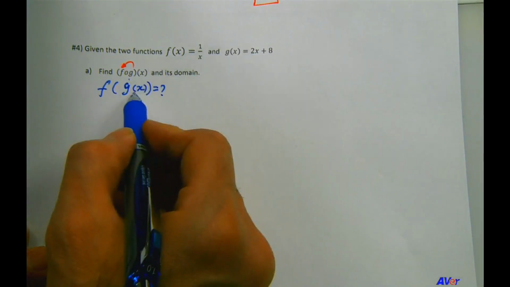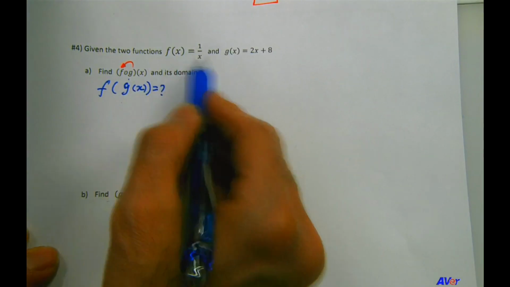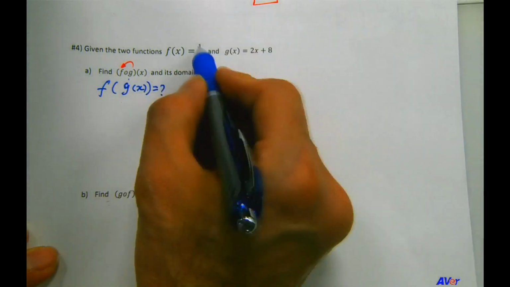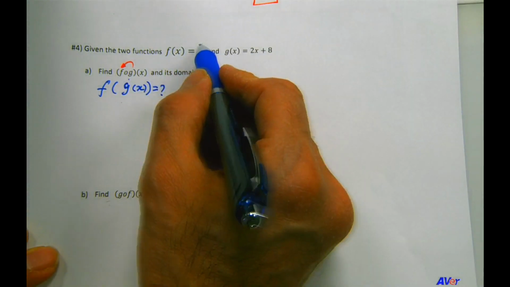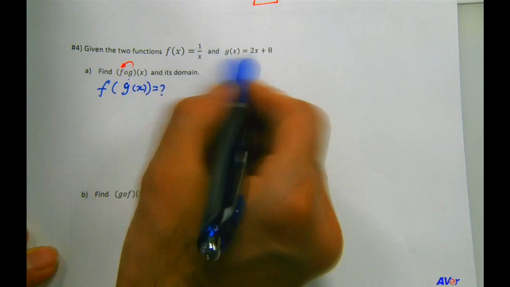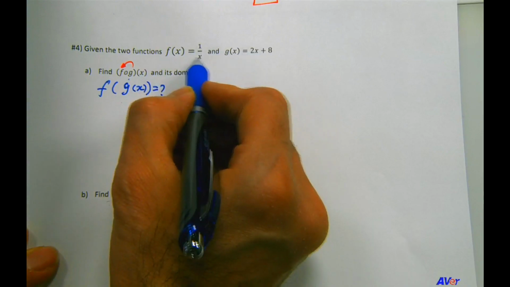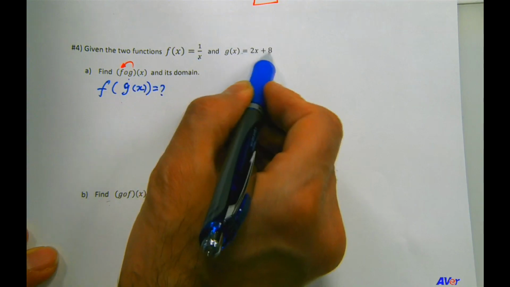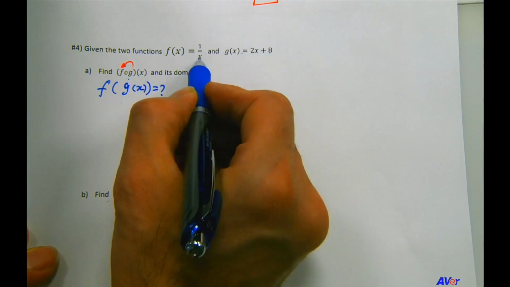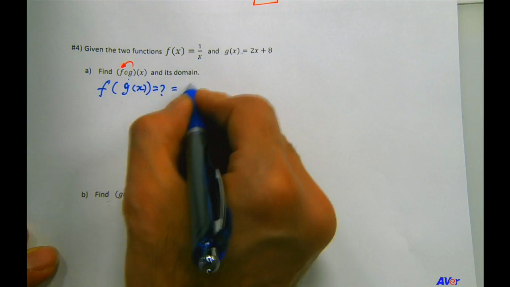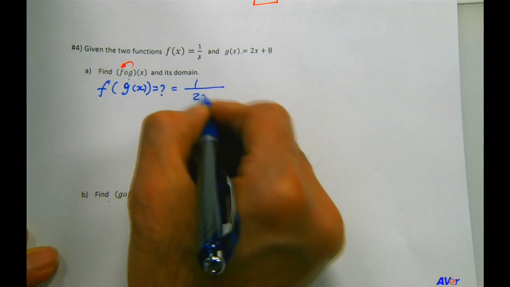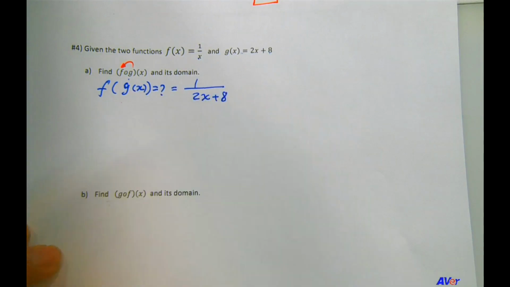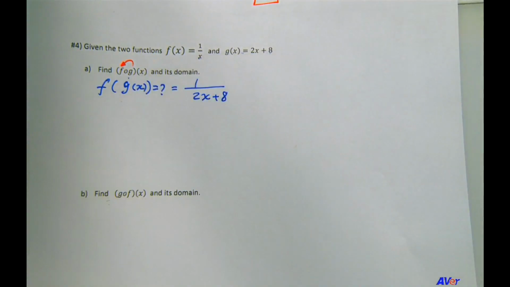Okay, so if g is going inside f, where can it go? It can't go into 1. 1 is a constant value. The only place that g can go is in x. So all of g, which is 2x plus 8, is going to replace x. So that is equal to 1 over 2x plus 8. That's the composite function.